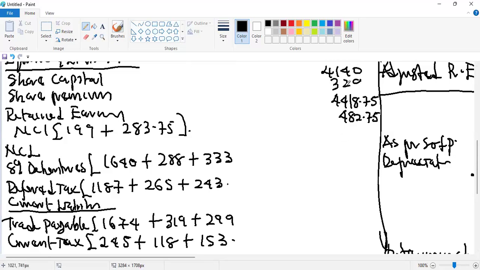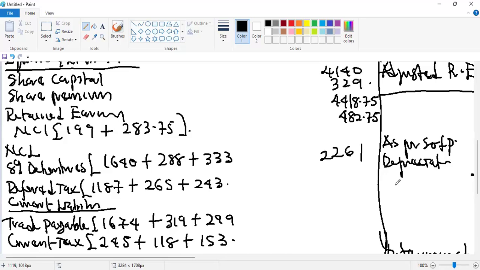Then the pension: 1640 plus 288 plus 333 is giving me 2261.